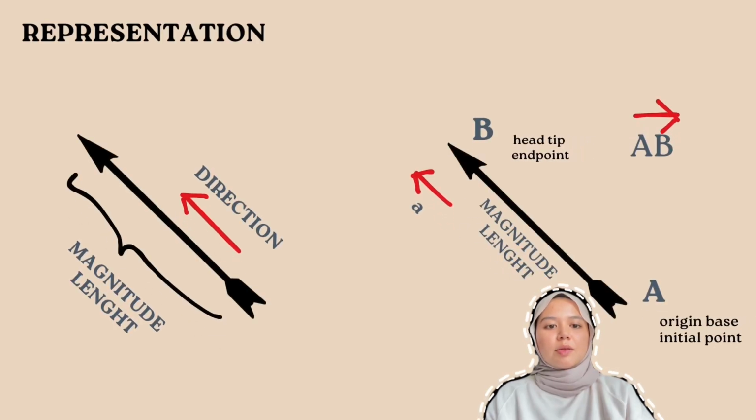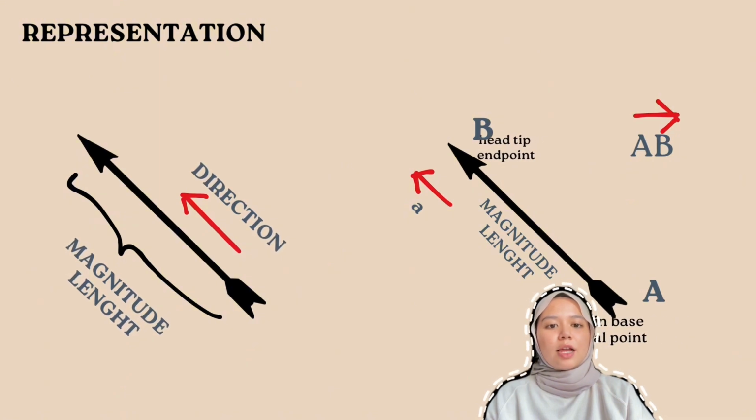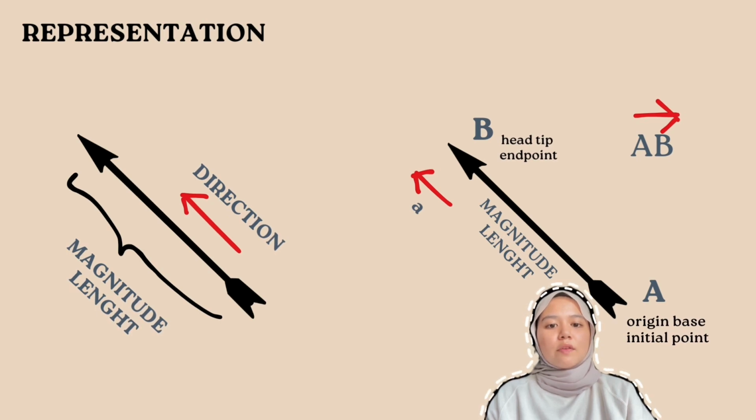Graphically, vectors are represented with directed line segments. The length of the vector is chosen according to some scale. The length represents the magnitude of the vector, and the direction of the line segment represents the direction of the vector. Let us consider a vector drawn from point A to B. Here, point A is called the origin or base or initial point. The point B is called the head or tip or end point. The distance between the 2 points is the magnitude of the vector. The direction of displacement from A to B refers to the direction of the vector.